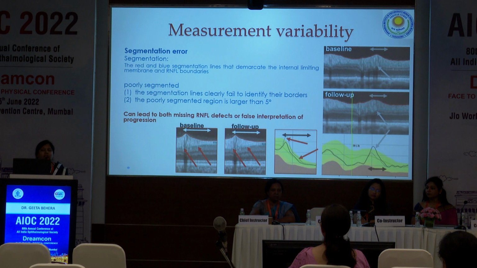So another source of error is segmentation error. So what is segmentation? Segmentation is the delineation of the various layers. So if there's an error in the segmentation, that is if the segmentation is not done properly, for example, in this particular area, the segmentation line is above where actually the RNFL should be. So this will be interpreted as a relative progression here. Similarly, if the segmentation line is going above the area, this will be erroneously reported as being a better scan, but actually this is not the case. So one has to look at the actual scans here.